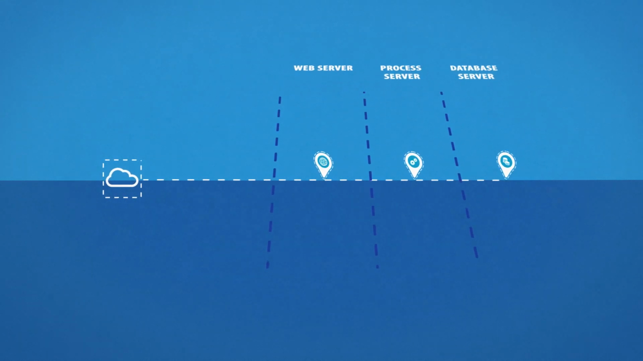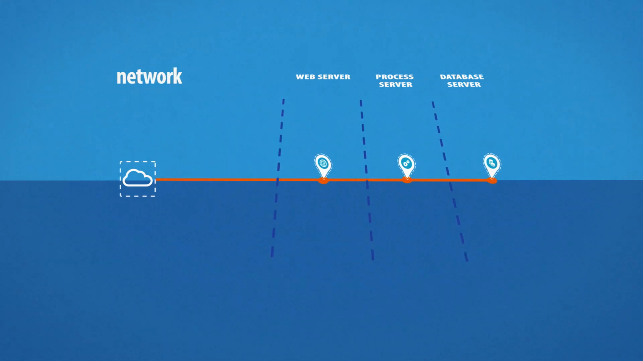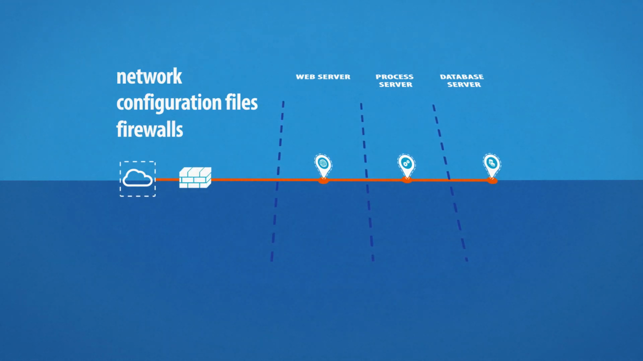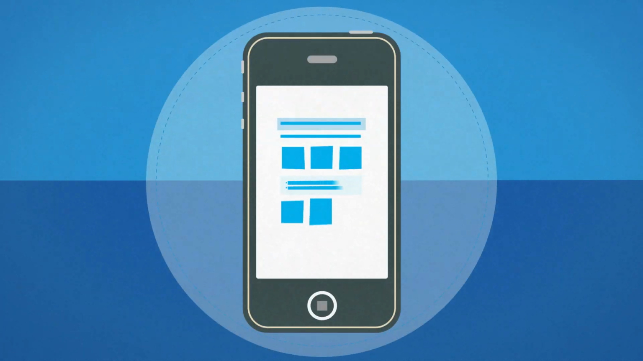Cloud 66 fires up the needed servers for you, installs all the needed components on each one, configures the network, configuration files, and firewalls, and deploys your app to those servers. Your app is up and running.